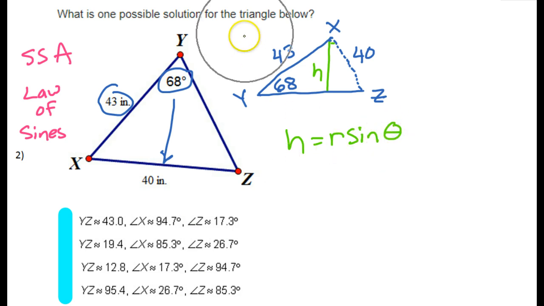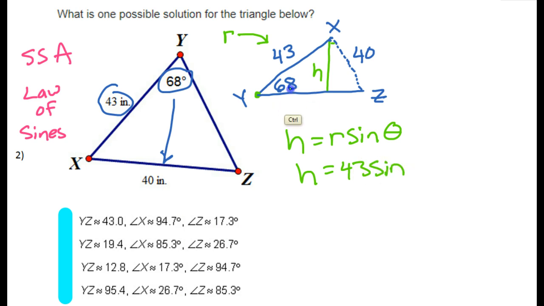I just think of it this way, but r stands for radius. For some reason I think of this side as a radius, like it's rotating around Y. But when I say r, I'm talking about the 43. So the height is going to be 43 sine 68. And maybe write down this little r sine theta formula, by the way. So I can just put this in my calculator, see what the height is.